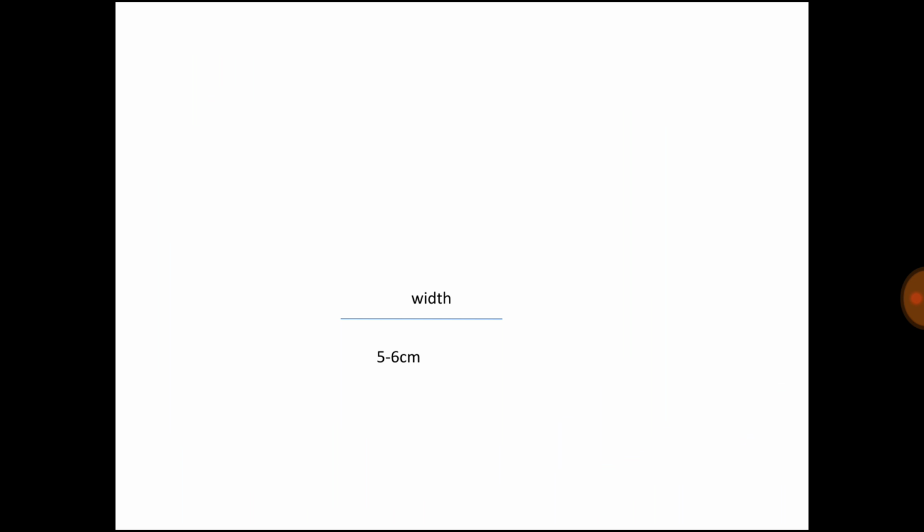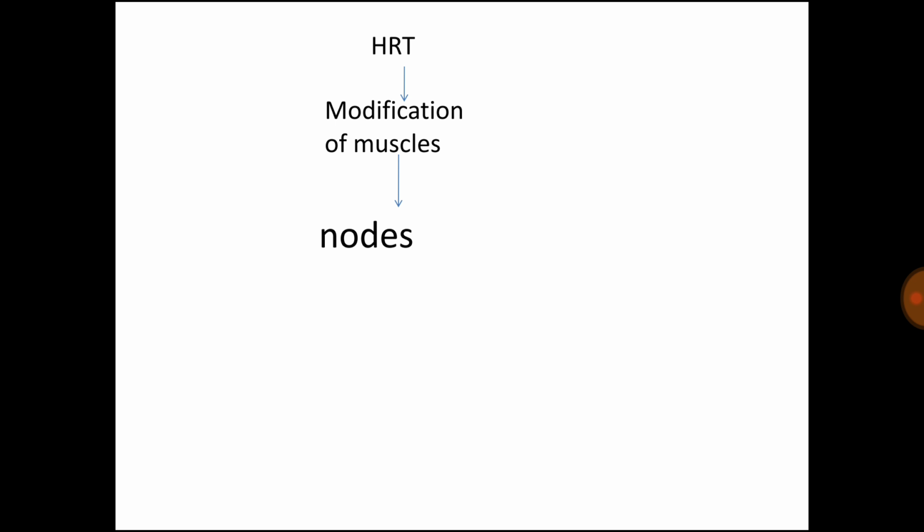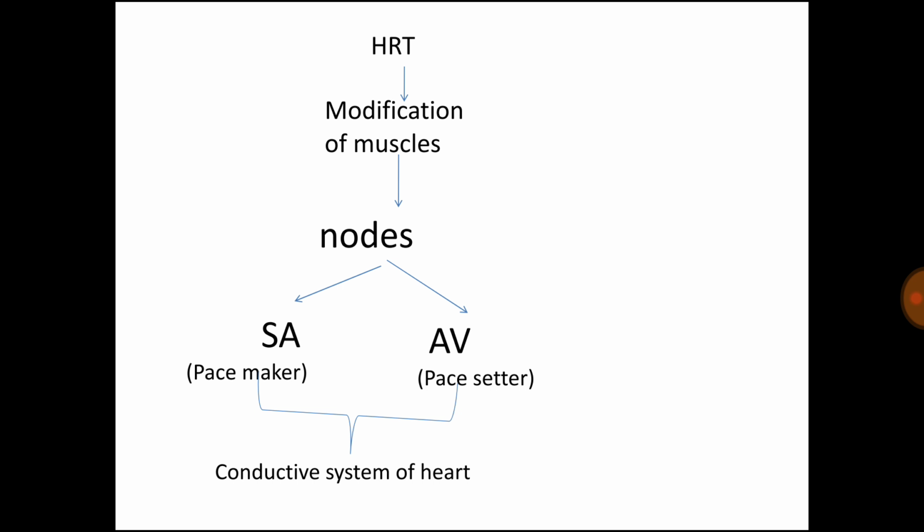Next, the width of the heart is 5 to 6 centimeters, and the length of the heart is 6 to 7 centimeters. The heart has a modification of muscle known as nodes, and there are two types of node, the SA node and the AV node. The SA node is known as the pacemaker, and the AV node is known as the pace setter. The sino-auricular and auriculoventricular nodes together are known as the conductive system of the heart.